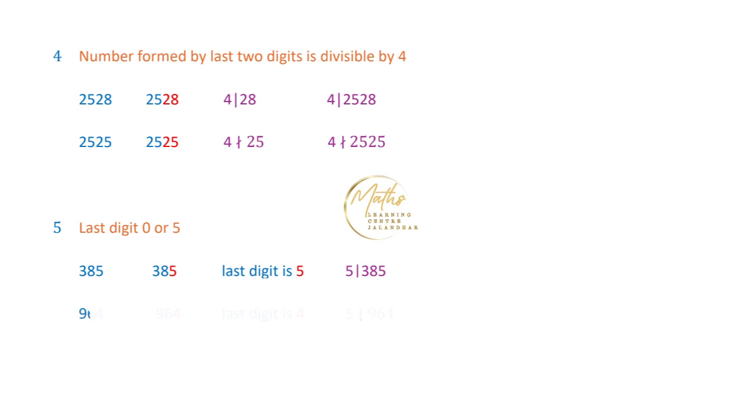The next example is the number 964. The last digit of this number 964 is 4. So it is not one of the numbers 0 or 5. So 5 will not divide the number 964.